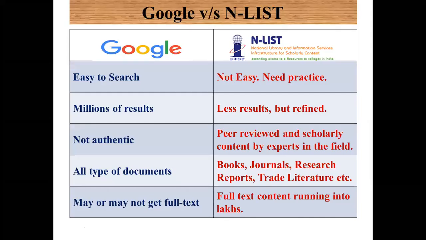Then before we move ahead with Enlist, what Enlist is, we should know the difference between the search that you do in Google and the search that you do in Enlist. I've just created a comparative table here. See, in Google, no doubt you will get a lot of information, and it is very easy to search, because it is a single interface. There is only one search box where you put your search term, and it gives you the results. But in Enlist, it is not like that.